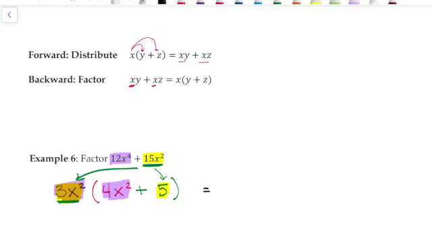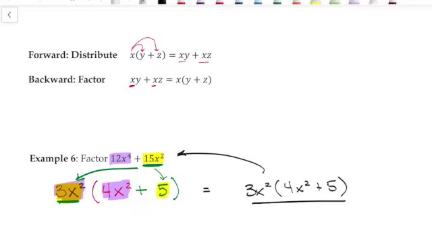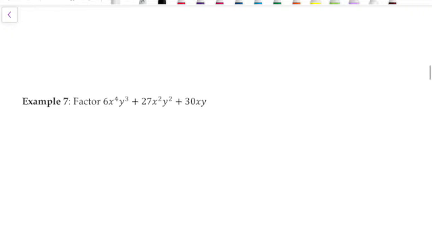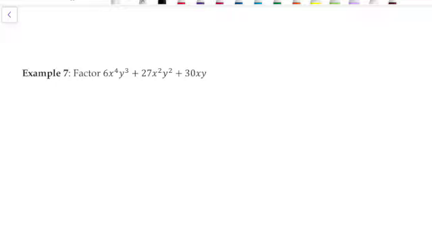So I'm going to rewrite this so it's not such a mess. So we get 3x squared times 4x squared plus 5. And that's your factored answer. Now, if it said distribute or multiply that, you would end up back with that again. Okay, so this is multiplication and division, backwards and forwards. All right, factoring is just dividing. All right, so pause the video and give this one a try. See what you can do with it.